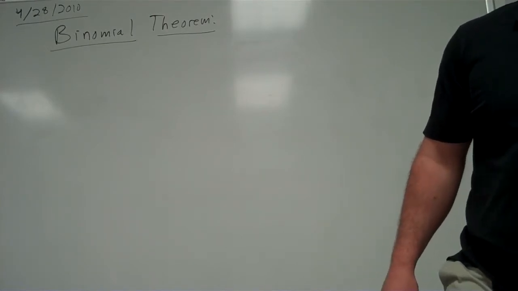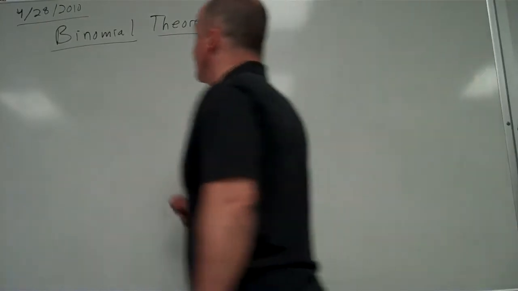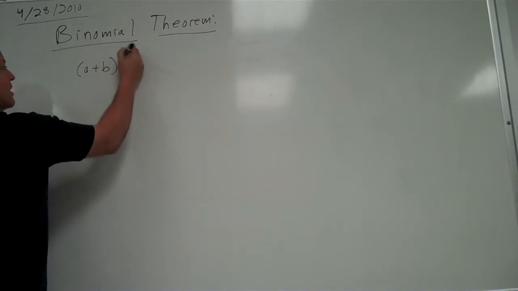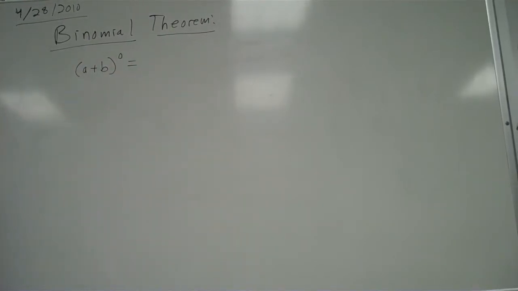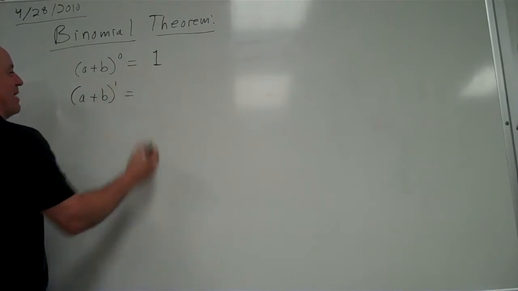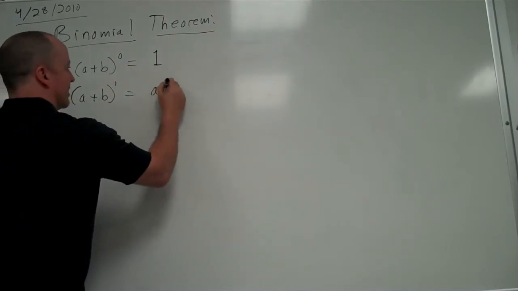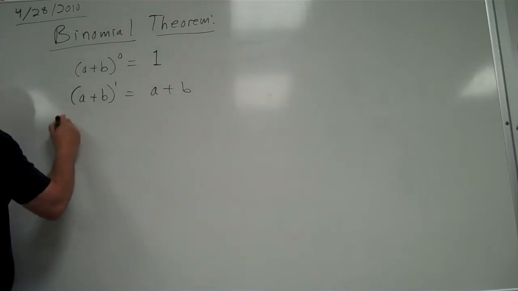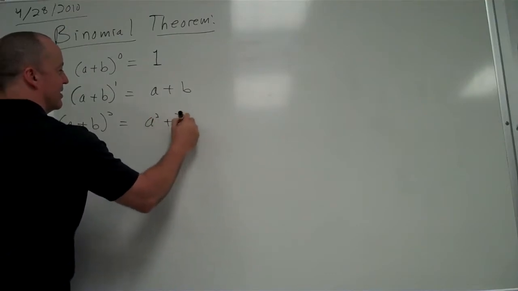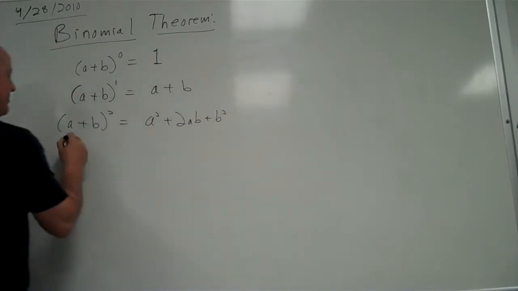Okay. Binomial theorem. There's a couple ways I can teach this, but I'll start with what you know. A plus b to the 0 power is? 1. Anything to the 0 power is 1. A plus b to the first power is? A plus b. A plus b squared is? A squared plus 2ab plus b squared.